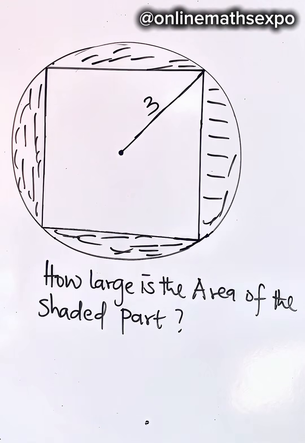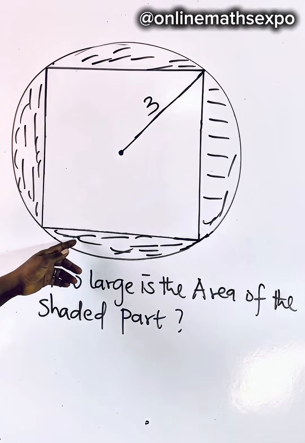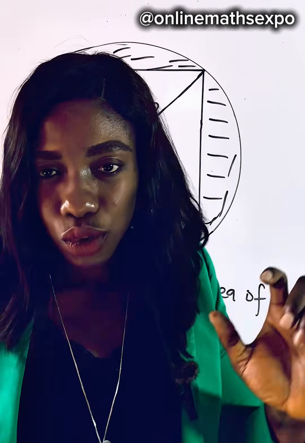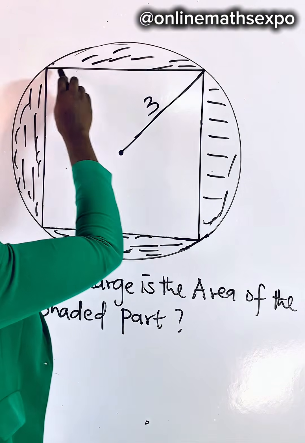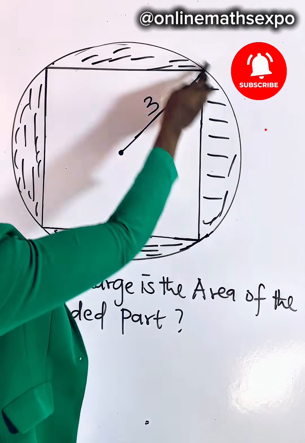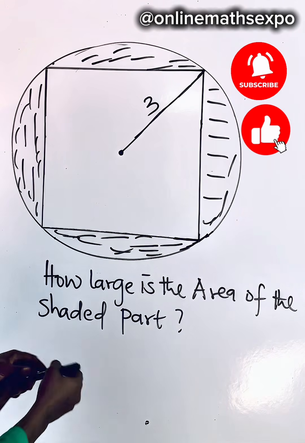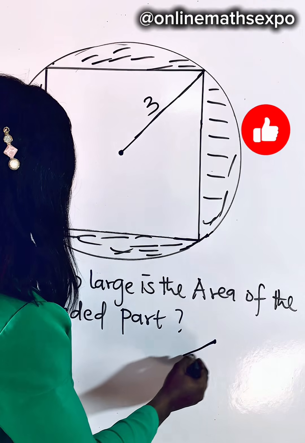Hello, we have this beautiful geometry challenge to do on the board. Now we are given a circle, and inside this circle is inscribed a square. You observe that the vertices of the square are touching the circumference of the circle. Remember, a vertex is simply a point where two lines meet.